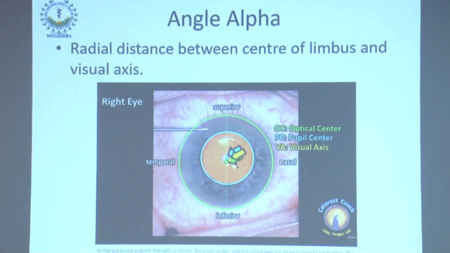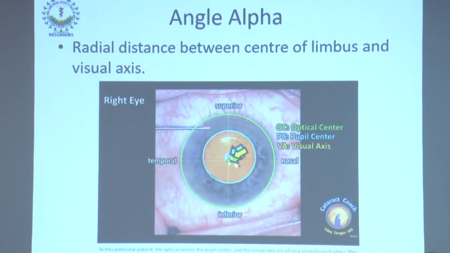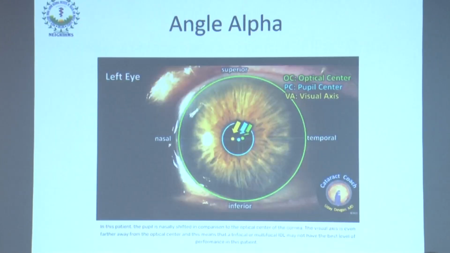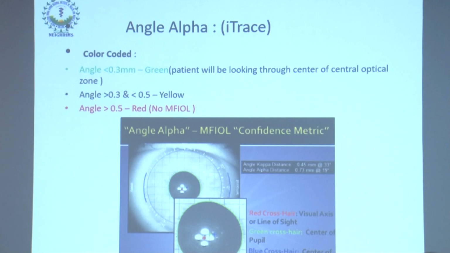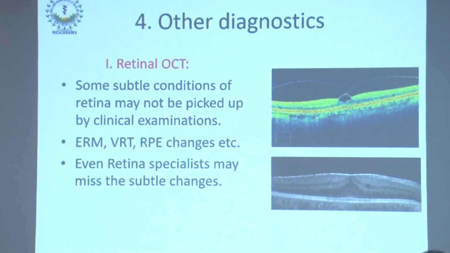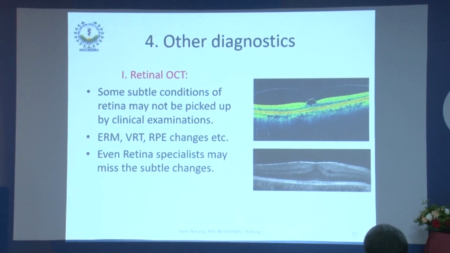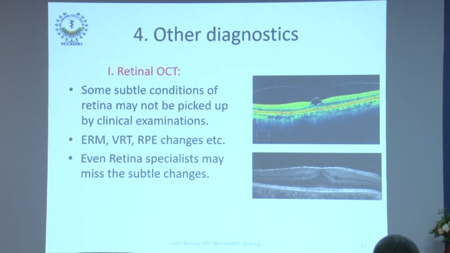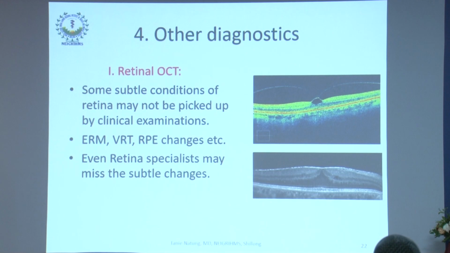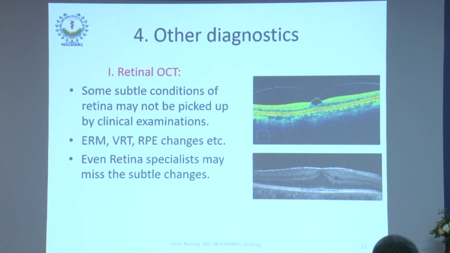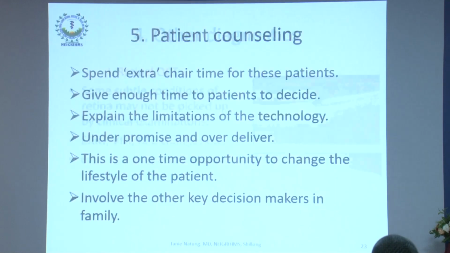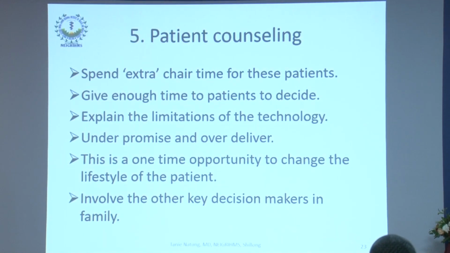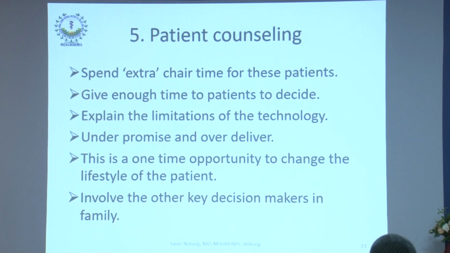Similarly, angle alpha is the radial distance between the limbus and the visual axis. This can be detected by Eye Trace, which everyone may not have. But coming to other diagnostics, retinal OCT is very important, because some subtle conditions of the retina, like ERM, VRT, or RP changes, may not be picked up by clinical examination, even by retinal specialists. And patient counseling is very important.